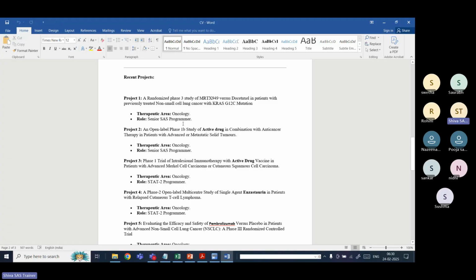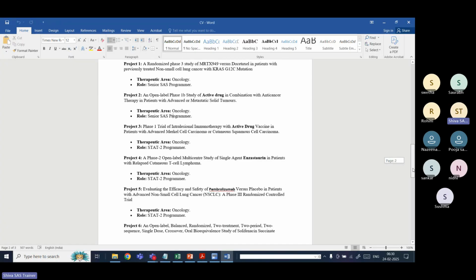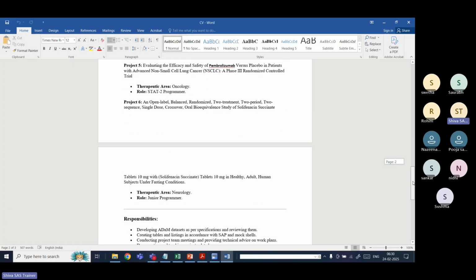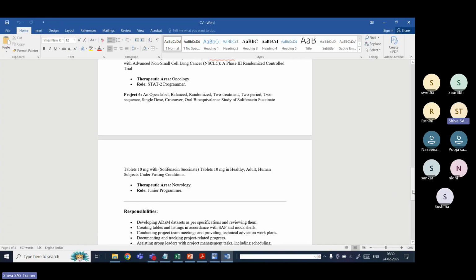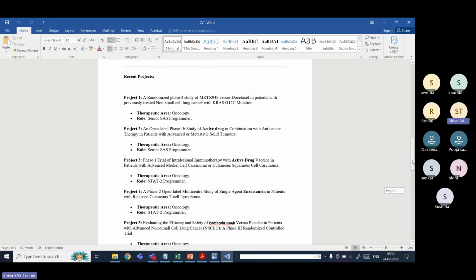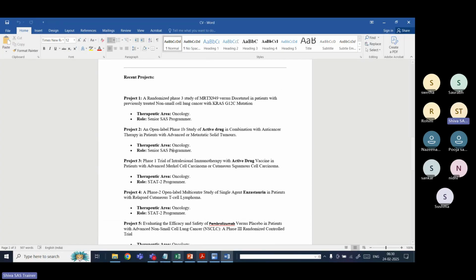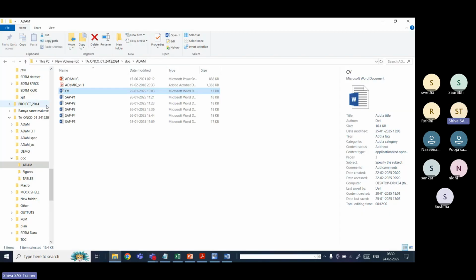So here, oncology. This is the first study in oncology, where you worked as a senior programmer with 4 plus years. Next, senior and start-to-end programs for 3 studies, and junior programmer. So this much experience and this many projects we mentioned. We'll see the project-related information one by one.